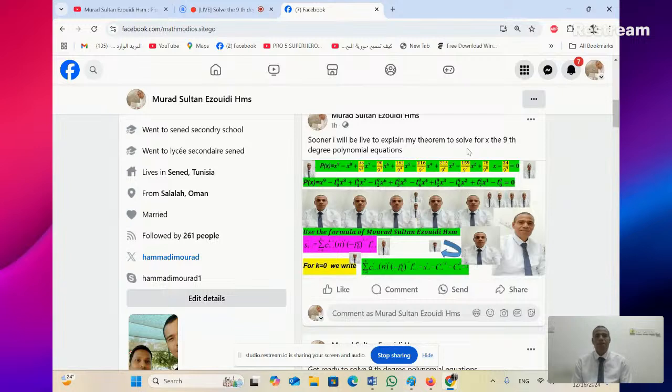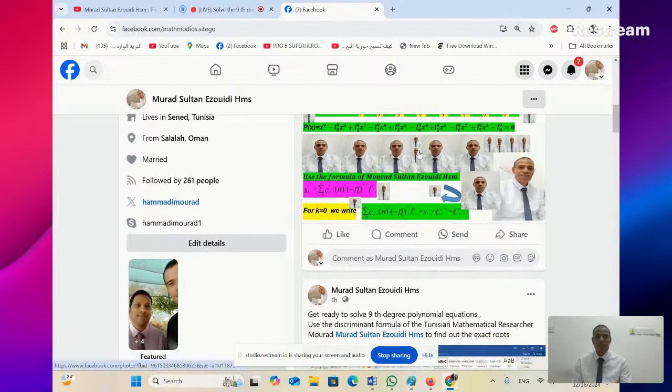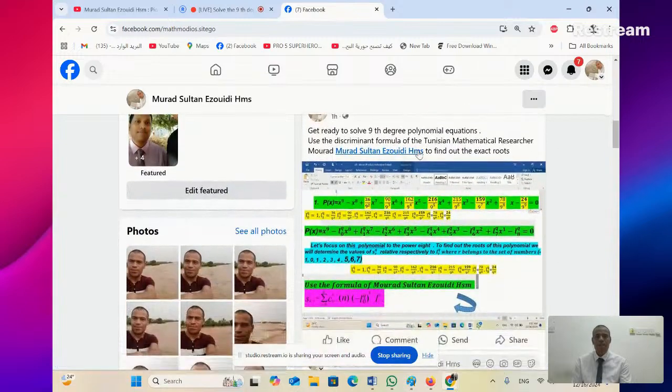Okay, to explain my theorem to solve for x the ninth degree equation. It means now we reach the ninth degree equation. Also we will reach, let's say, the 10th, 11th and 12th, but this depends on time and if I'm busy or not. So our polynomial to the power 9 is that. I will try to make this bigger so that you can see.